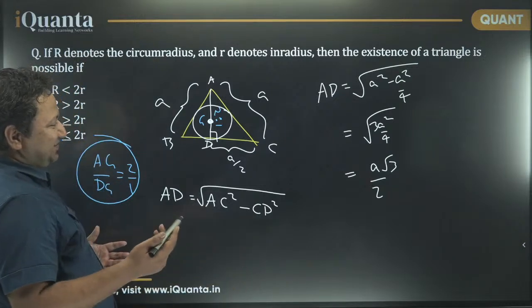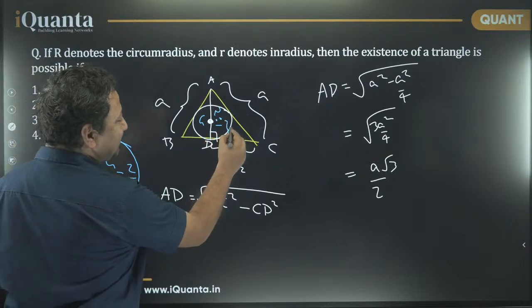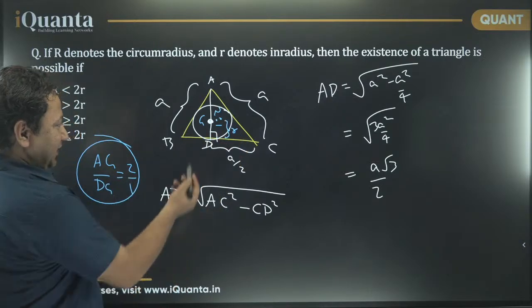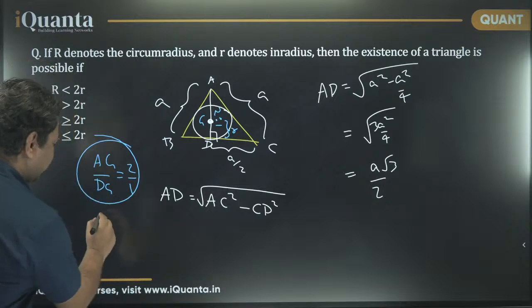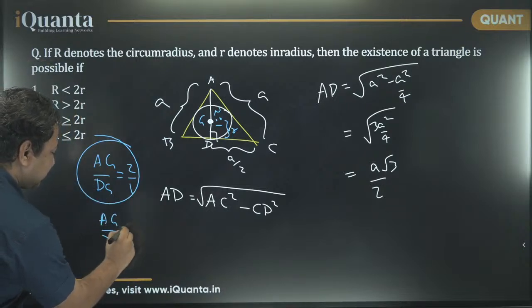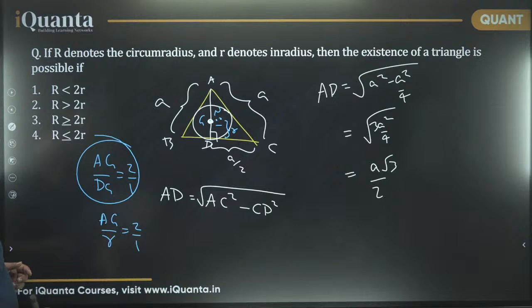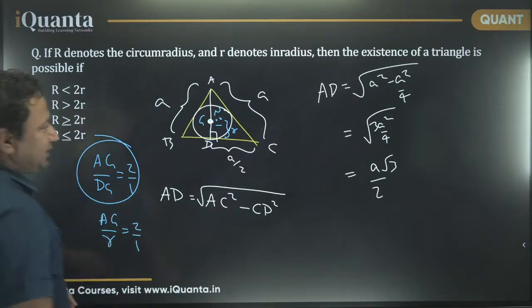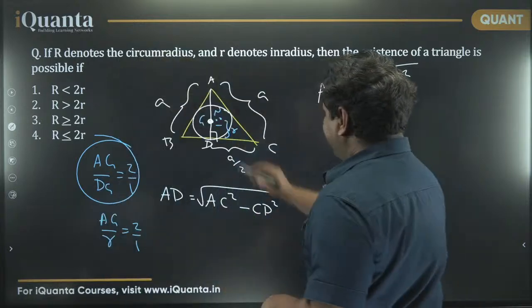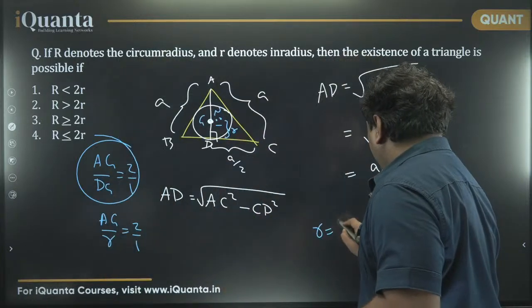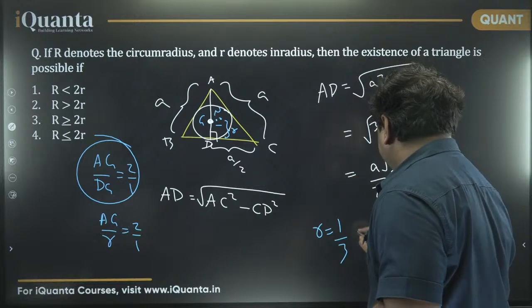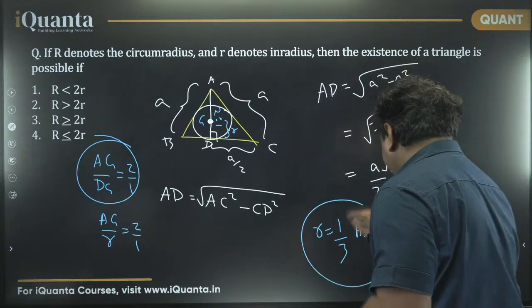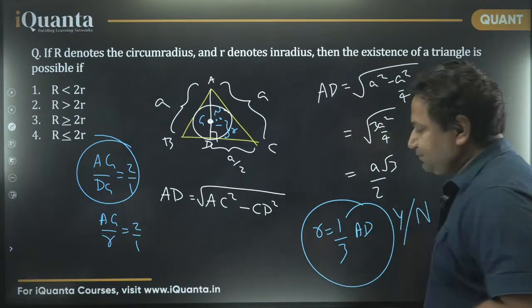Now, don't you think that this thing is the inradius? The inradius is GD, isn't it? So AG upon the inradius is equal to 2/1. Okay, we understand that. So basically, can I say that the inradius will be 1/3 of the length of the median? Yes or no?